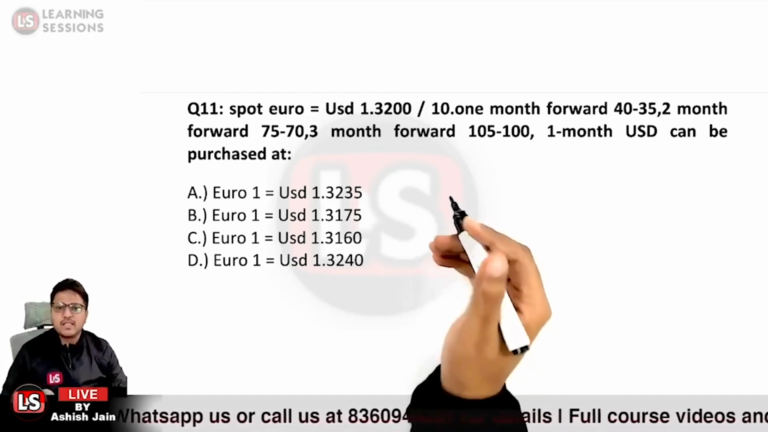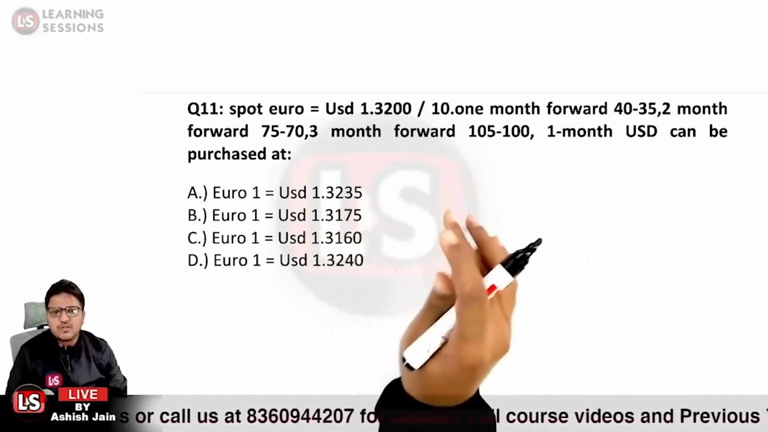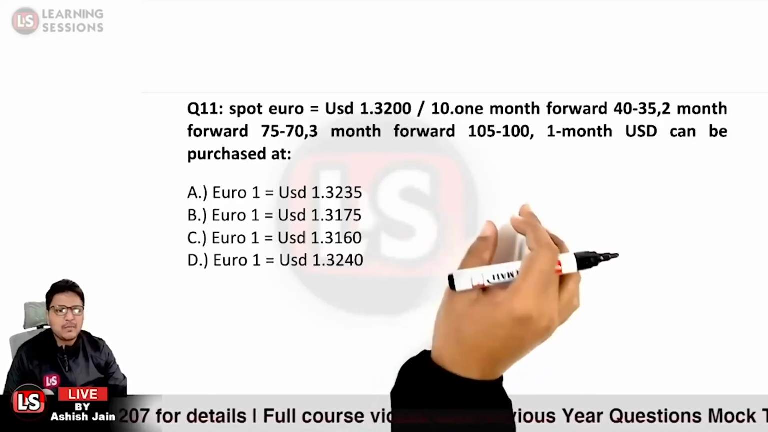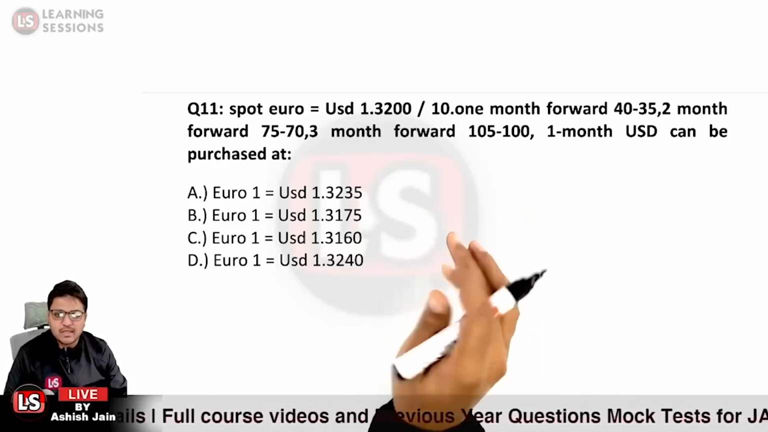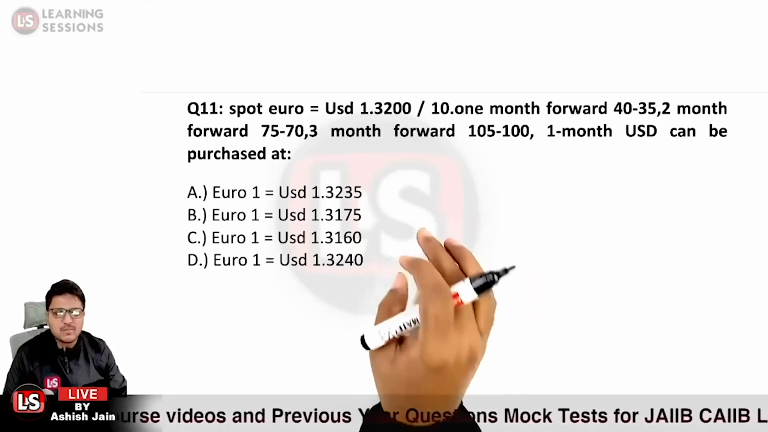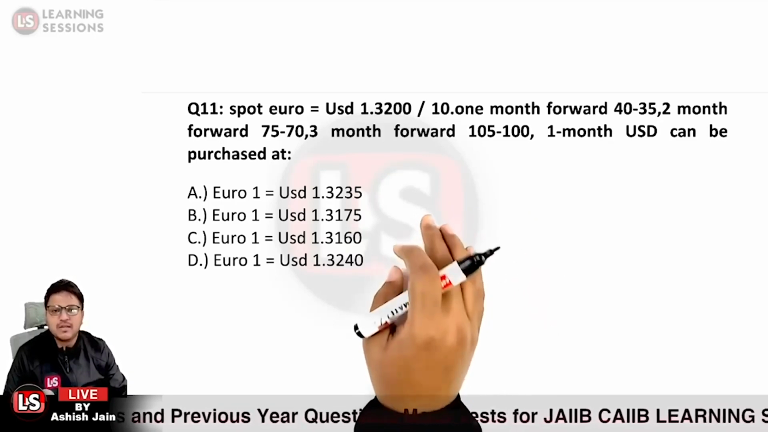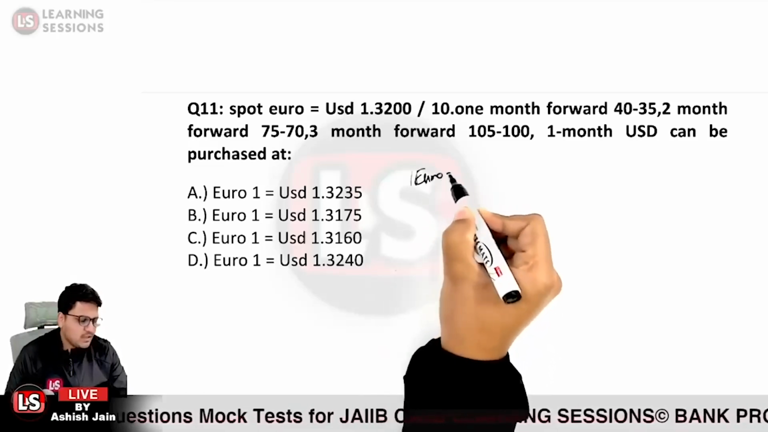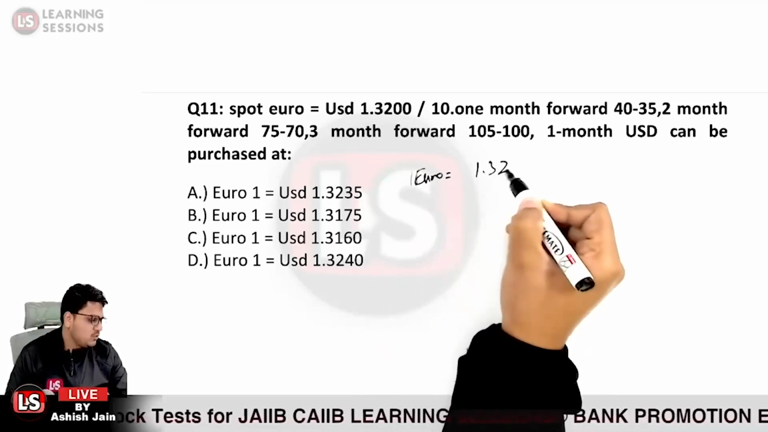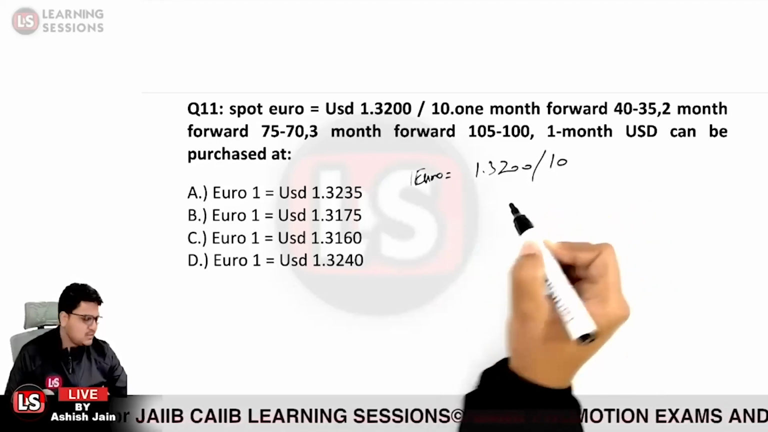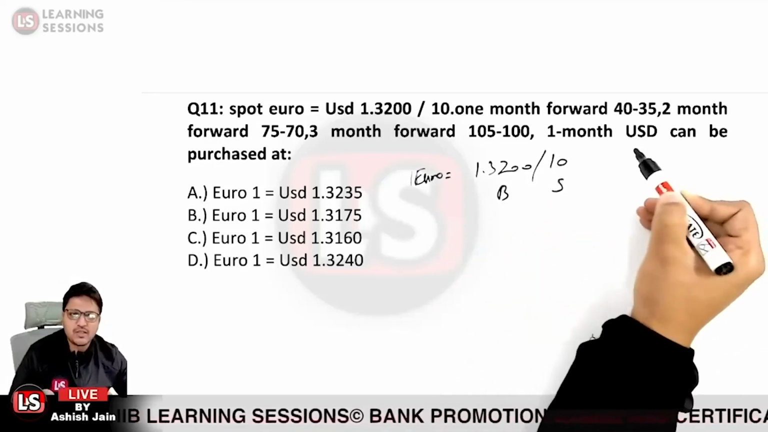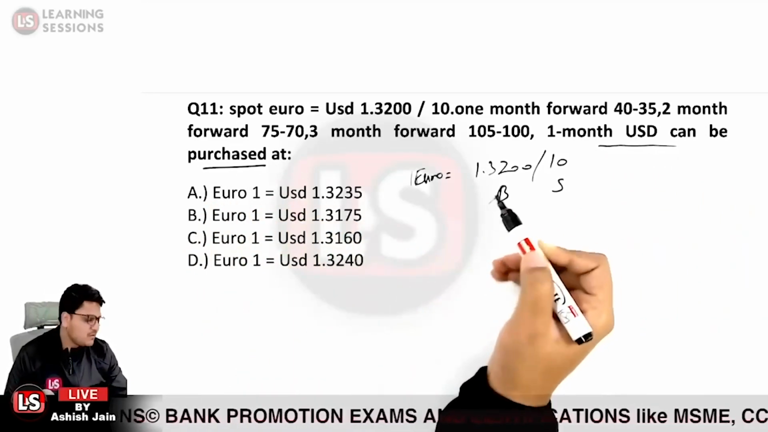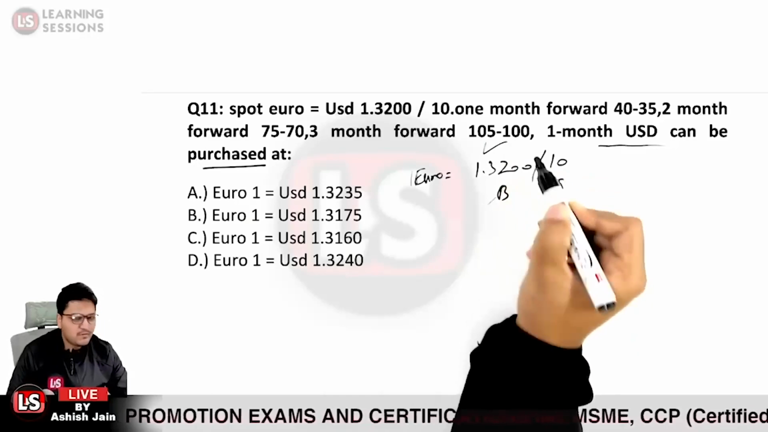Okay, so the spot rate is given and simply the purchase rate is to be calculated. Which rate will you consider, the merchant rate or the interbank market rate? I just told you that when the question is silent about it, we consider the interbank market rate. The spot rate is 1.3200/10. This is the buying rate and this is the selling rate. The question asks for the 1 month purchase rate, which means the 1 month buying rate, so this particular rate will be considered.